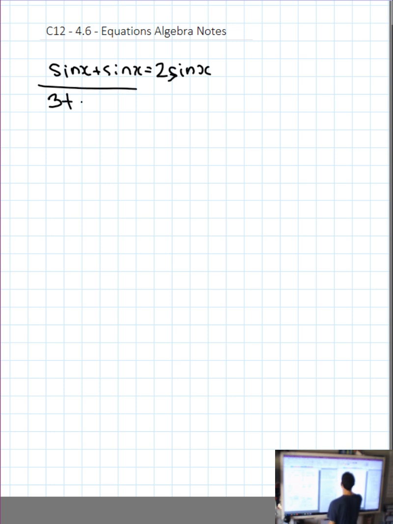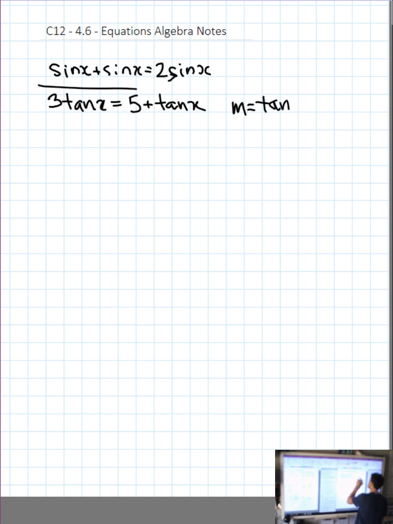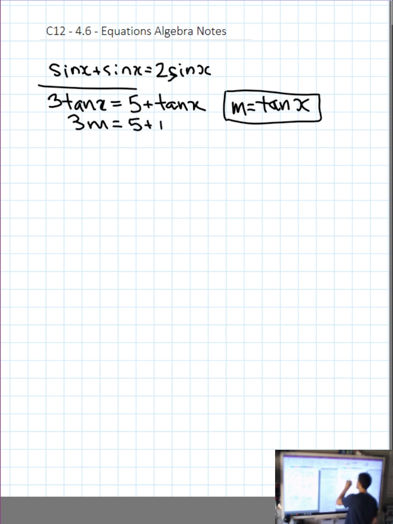3 tan x equals 5 plus tan x? Well, that's difficult for me, so I'm going to make m equal to tan x. And I'm going to put a box around that so I don't forget to put it back in later. And I'm going to make the equation 3m equals 5 plus m.